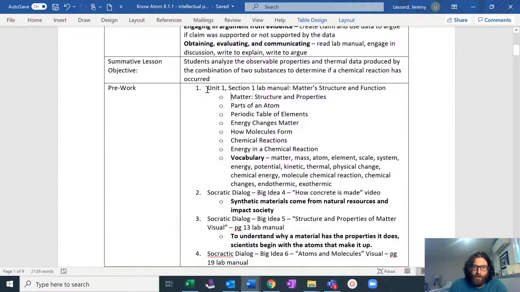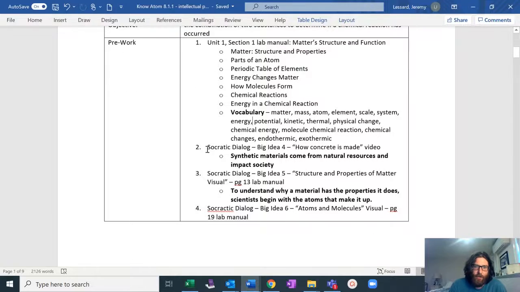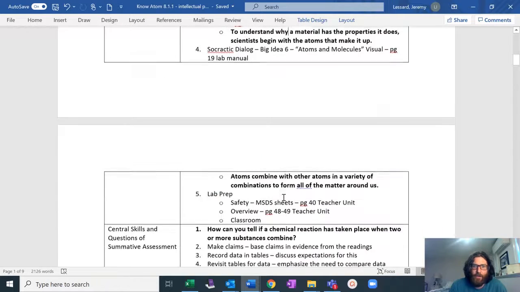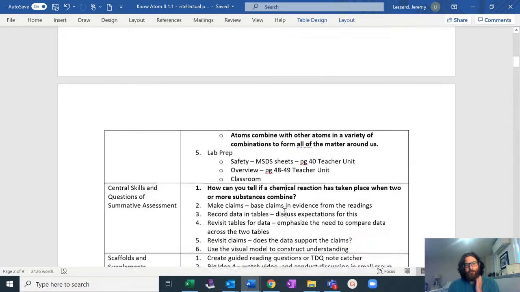So I've highlighted it here, right? So we have Unit 1, Section 1. It has all these different sections in the reading. It has all this vocabulary. We have a Socratic dialogue that's supposed to cover this big idea. We're supposed to cover this big idea, and we're supposed to cover this big idea. Right? And then, of course, we have to prep a lab. There are some chemicals that we need to use, so we should probably learn about those chemicals.